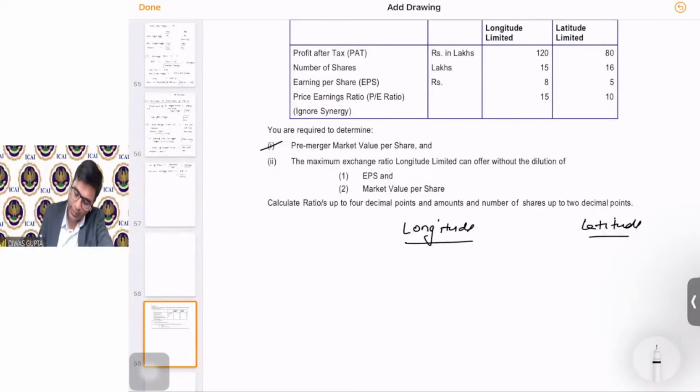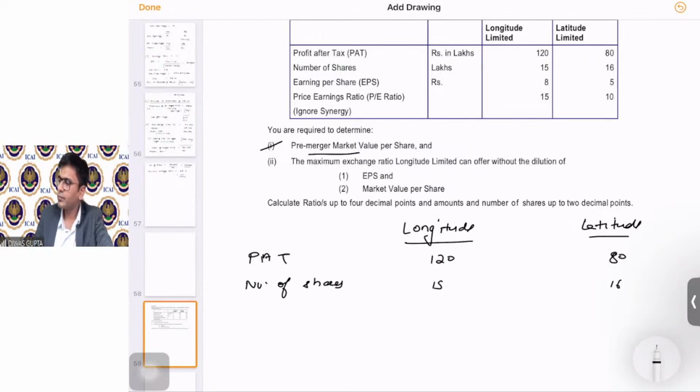So let's start, students. First of all, we have to calculate the pre-merger market value per share. We have been given PAT of 120 and 80, and number of shares 15 lakh and 16 lakh. So the earnings per share straight away becomes 120 divided by 15, which is actually 8 per share, and 80 divided by 16, 5 per share.